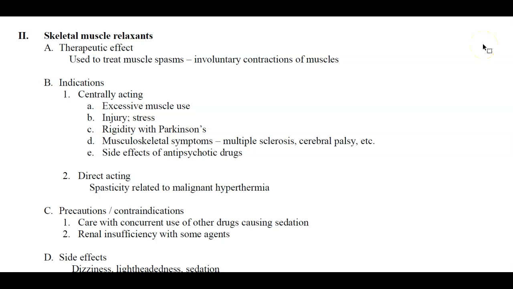Indications for centrally acting muscle relaxants include excessive muscle use, injury or stress, so very specifically musculoskeletal injury, sometimes rigidity with Parkinson's, and also musculoskeletal symptoms including multiple sclerosis and cerebral palsy. Sometimes they're also used to treat side effects of some antipsychotic drugs. Direct acting, on the other hand, is used to treat spasticity related to malignant hyperthermia.